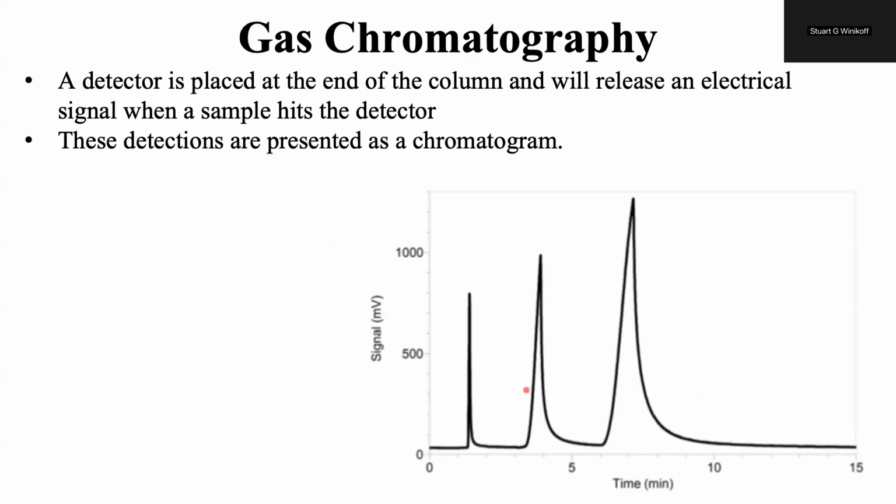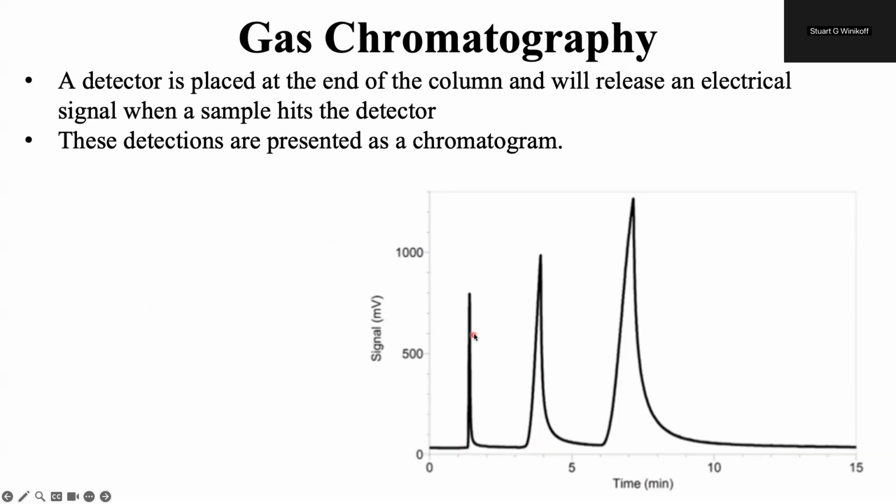A detector is placed at the end of this column, and it will release an electrical signal, which we will read in millivolts, when a sample hits the detector. Each of these detections is presented as a chromatogram. So you should see a spike when an individual sample goes through. If I have a sample that contains multiple components, I should expect multiple spikes. Most of your samples should be pure, so should contain only a single spike. Though do let the sample run until you make sure it returns completely to baseline.